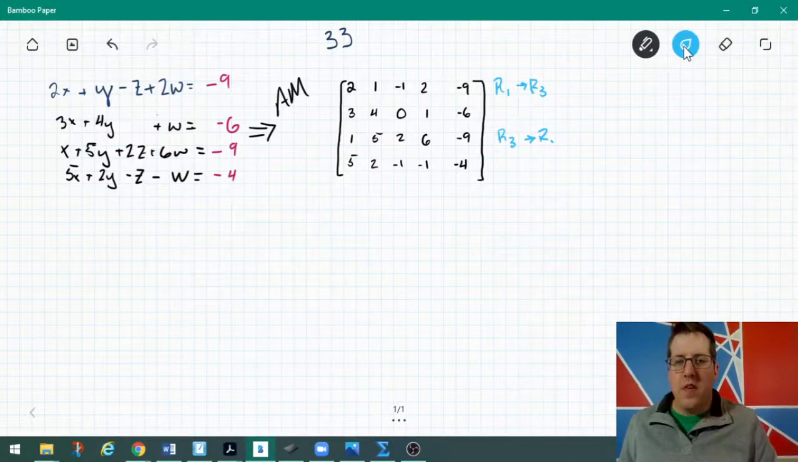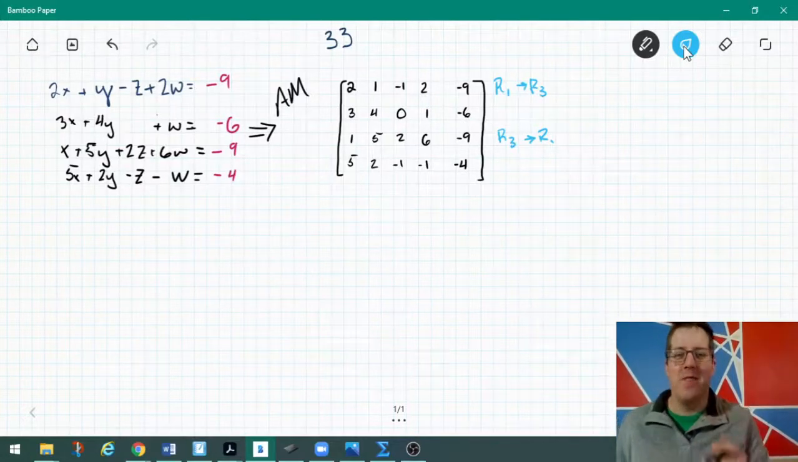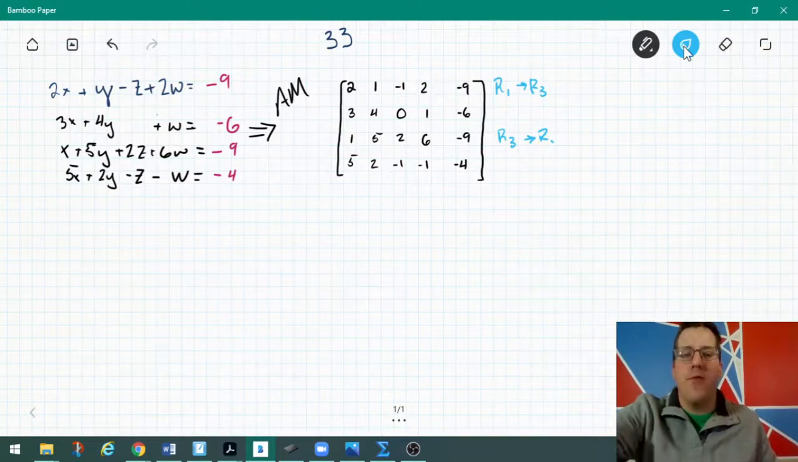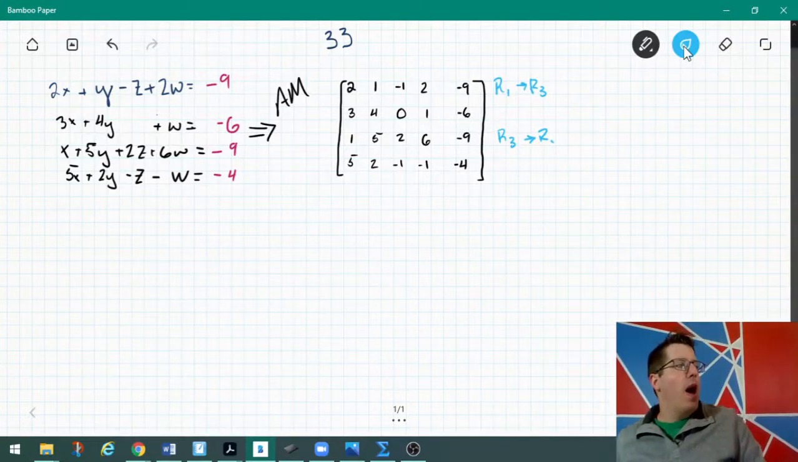The first thing I did was I wrote the system into an augmented matrix. Okay? And I'm just going through and checking to make sure that I wrote down all of the correct coefficients, because it would be awfully silly to write something down incorrectly. From there, I am going to swap the first and the third rows. That way, I'm going to have the easiest time possible and have a 1 in the top left corner.